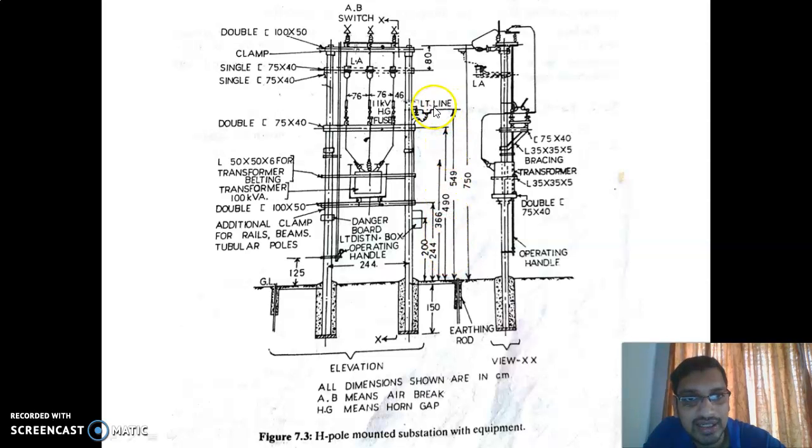Then the LT line, the secondary transmission line or distribution line, is positioned 549 centimeters from the ground level. And this is the operating handle, which is located 125 centimeters or 1.25 meters from the ground level. So these are the main numerical design parameters in an H-pole mounted structure transformer.